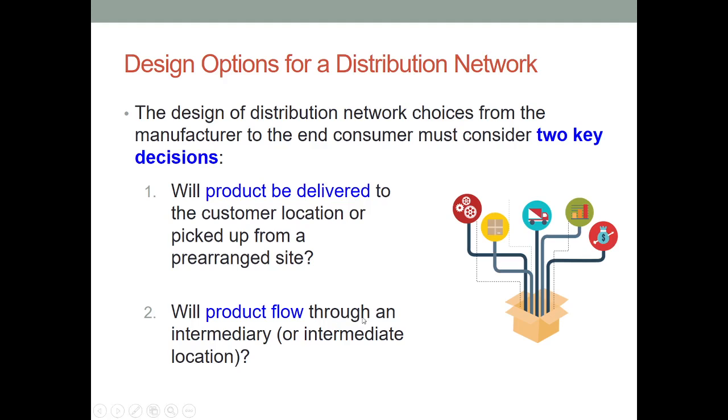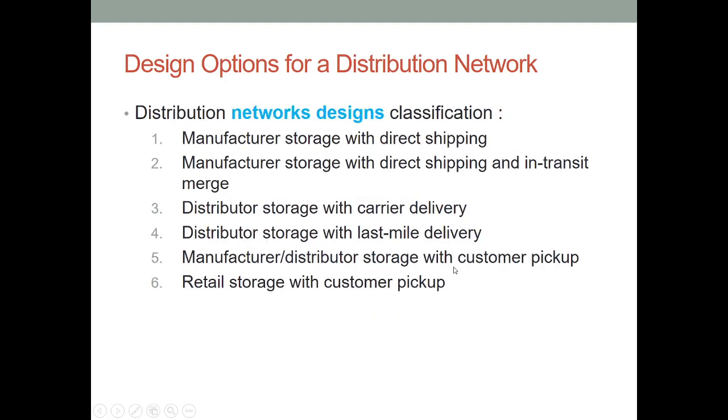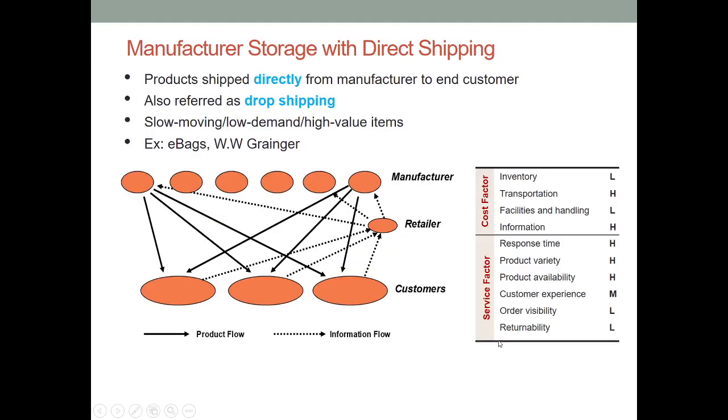So we are going to explore more on the types of classification of the network designs. Altogether, there are six network designs in the supply chain. The first one is manufacturer storage with direct shipping, manufacturer storage with direct shipping and in-transit merge, distributor storage with carrier delivery, distributor storage with last mile delivery, manufacturer or distributor storage with customer pickup, and retail storage with customer pickup. We go in depth on this classification of the distribution network.